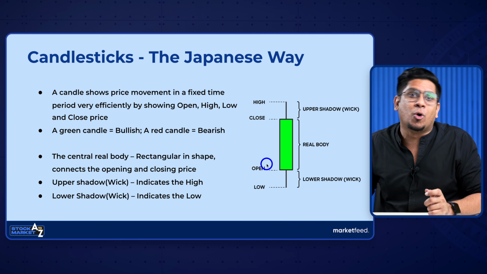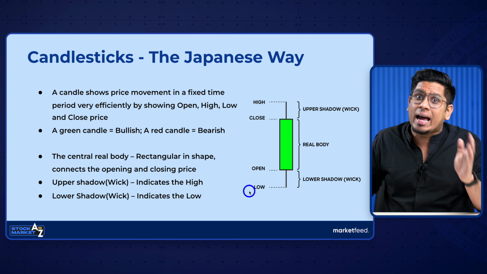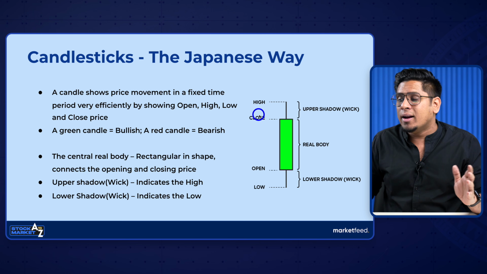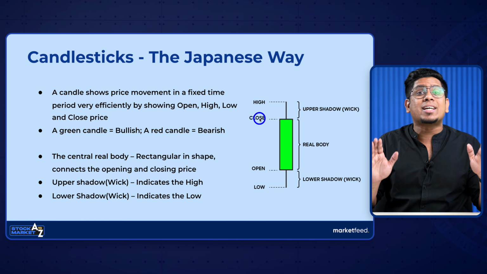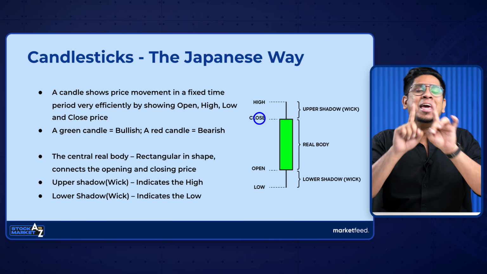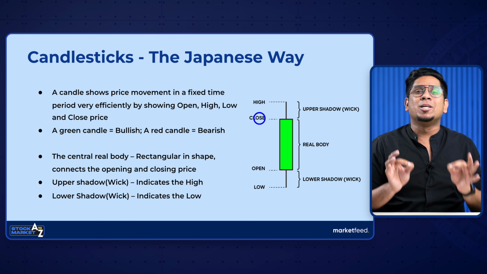opening price of the stock in that time interval? What was the low created in that time interval? What was the high created during that time interval? And at the end of the time interval, where did the price close? Everything is conveyed just with a single candle. And that's exactly why candles are super efficient and the best form of visualizing price movement of a stock.